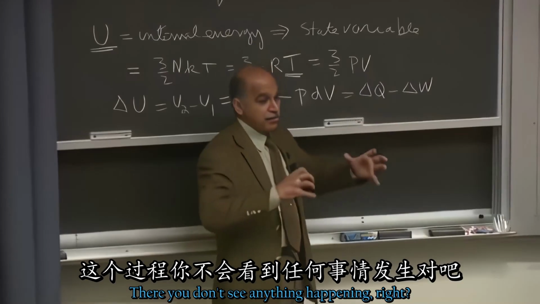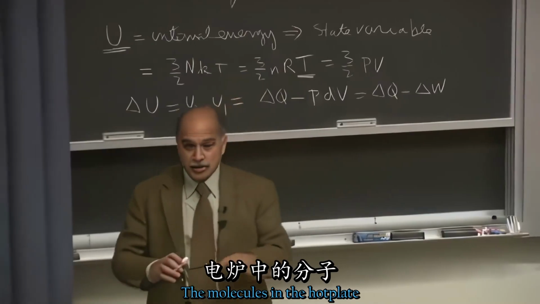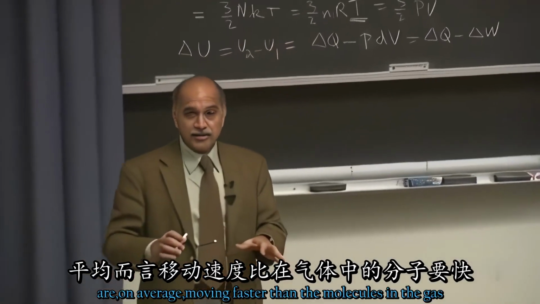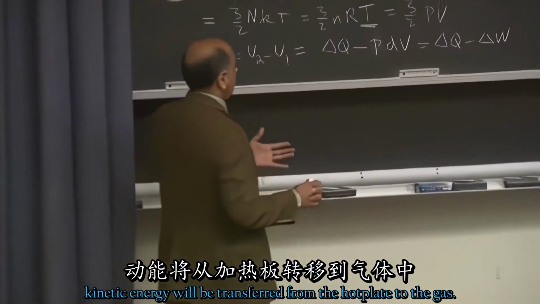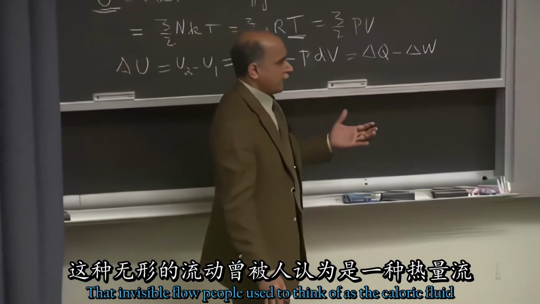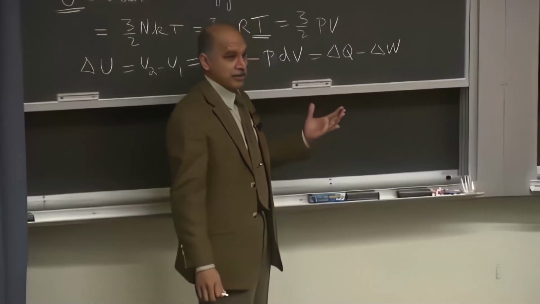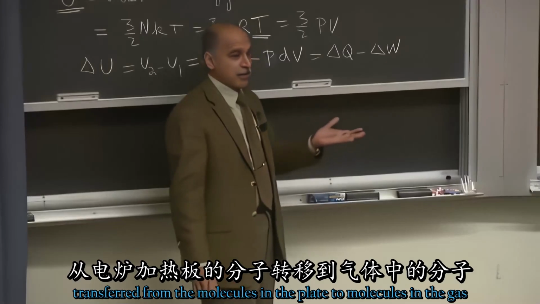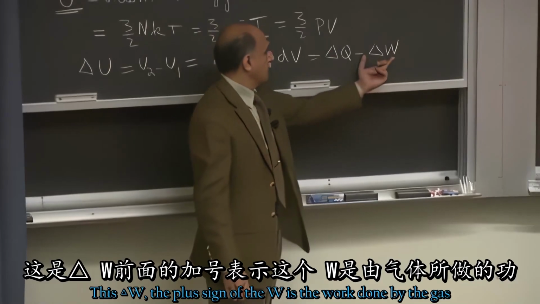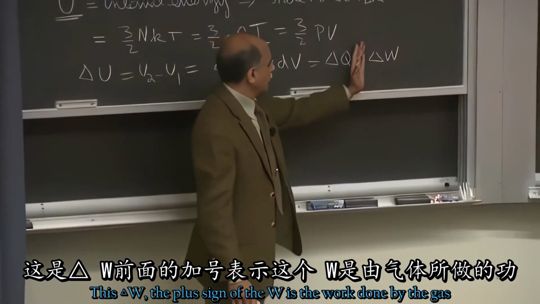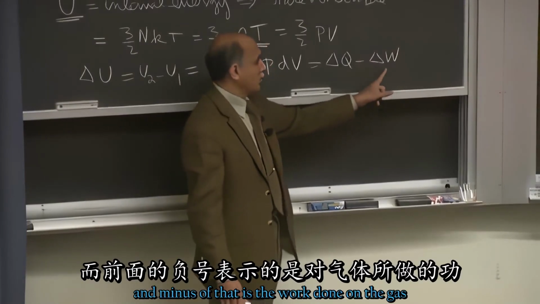There you don't see anything happening, right? It's occurring at a molecular level. The molecules in the hot plate are, on average, moving faster than the molecules in the gas, and during the collision, kinetic energy will be transferred from the hot plate to the gas. That invisible flow, people used to think of as the caloric fluid, but now we know it's just molecular kinetic energy transferred from the molecules in the plate to molecules in the gas. That's this guy. This delta W, with the plus sign, is the work done by the gas, and minus of that is the work done on the gas.